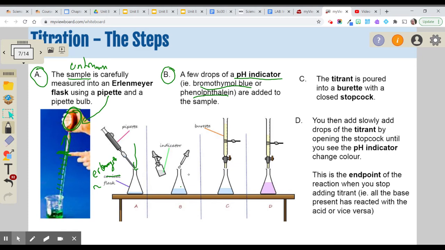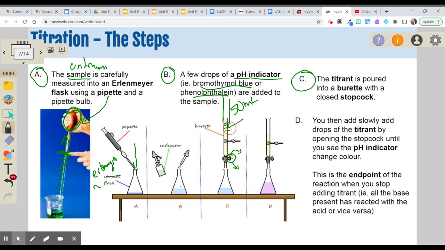All right, so after we've added our indicator, then the titrant is poured into a burette with a closed stopcock. Okay, so this is our burette. It's really quite long. It usually can hold up to about 50 milliliters of liquid. And there's, again, graduations all along, so you can see where 1, 2, 3, 4, 5.3 milliliters is. Down below here, this is the stopcock that's being referred to. This is a knob on here that you're going to turn open or closed.